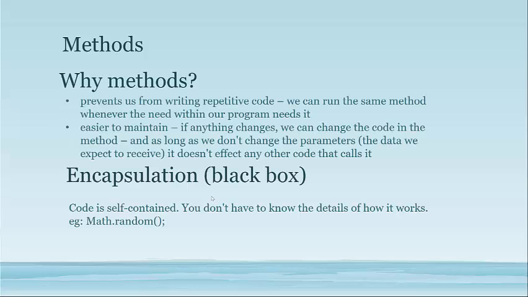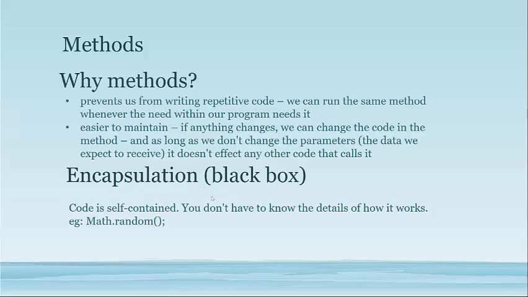There's this idea that's called encapsulation, a black box, and that's kind of what I just alluded to a second ago. That is because the code is self-contained within the method, so as the user using that method, you don't have to know the algorithm that went into creating whatever the outcome was. Like look at math.random. That's a method that you're running. Random is the name of the method. And you don't know how that algorithm is coming up with a random number. You just know if you use it, you're going to get a random number.